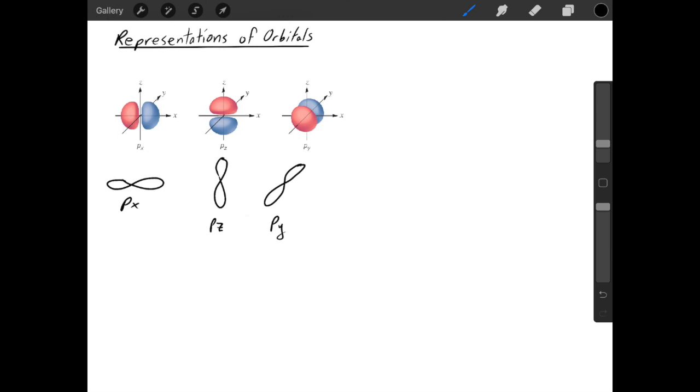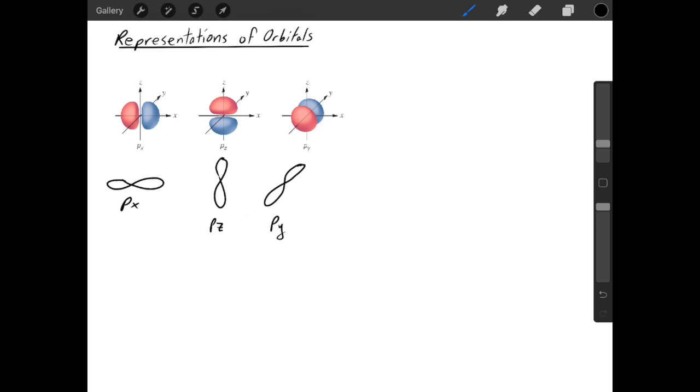Now, it's important to note that all 3 of these different orientations have exactly the same energy. Any set of 3 p orbitals are going to be indistinguishable from one another. So labeling these px, py, and pz is just sort of an arbitrary thing.